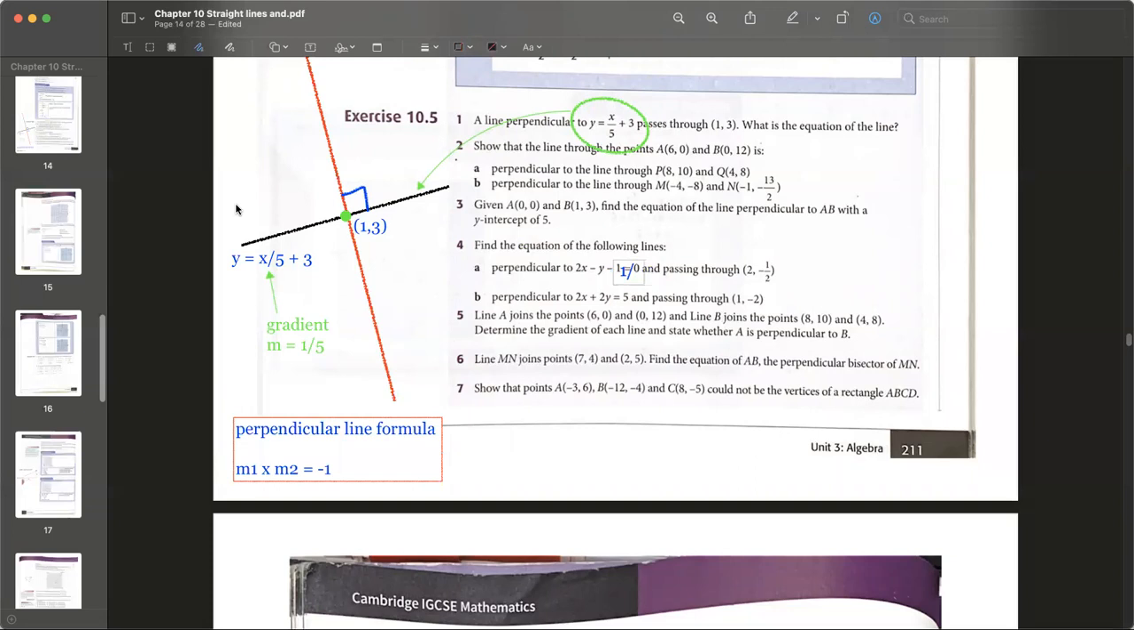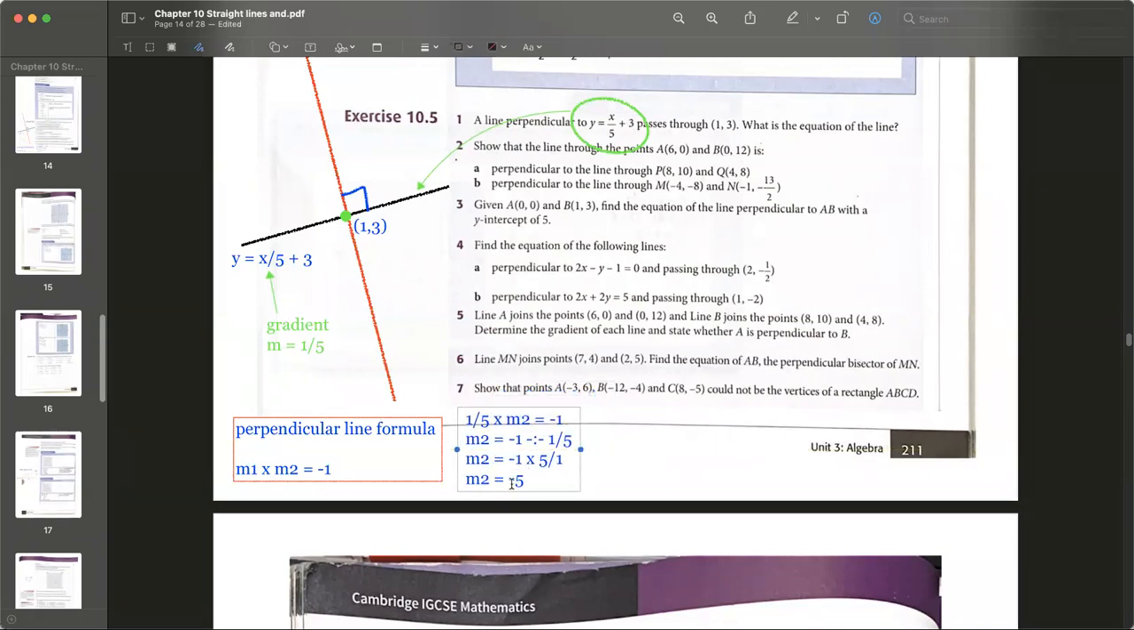So we can find the second gradient. First gradient times second gradient equals -1. So now we're looking for the second gradient. So the second gradient equals -1 divided by 1 over 5. So -1 divided by a fraction, the fraction needs to flip so that we can multiply. So m2 equals -1 times 5 over 1, because we flip it. Then the second gradient equals -5.